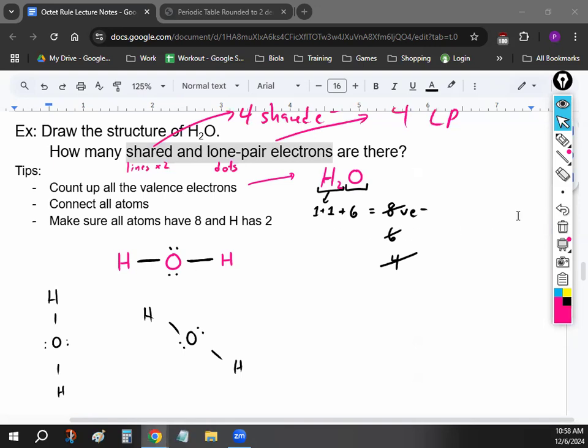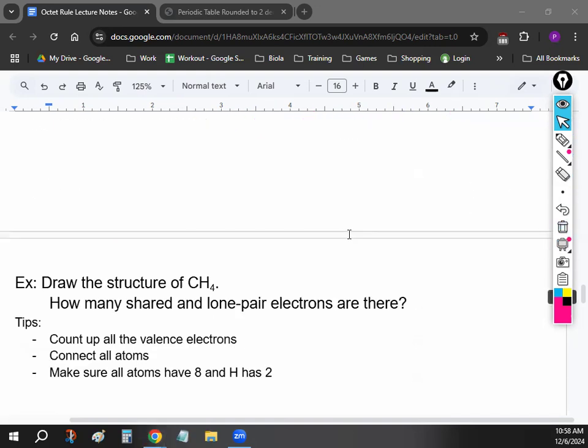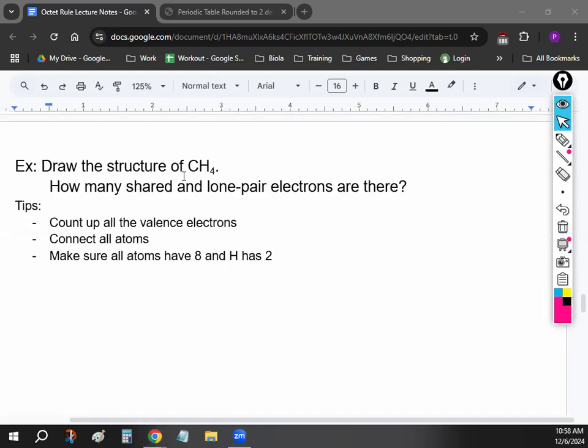Alrighty, guys, let's do the next example, and I'll have you do this one on your own. You can work with the person next to you, but I'll give you about 3 minutes. I want you to draw the structure of CH4. Okay, a little bit more atoms in the molecule now, but refer back to the rules that you copied down. It'll be helpful. CH4. Take about 3 minutes, and then we'll go over it together.